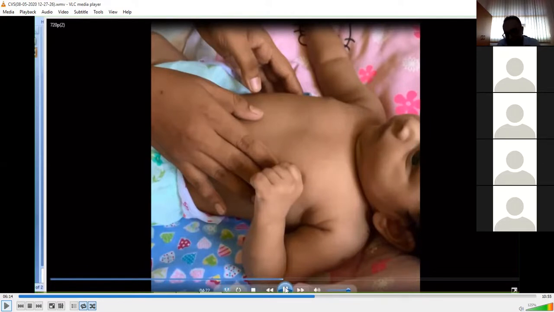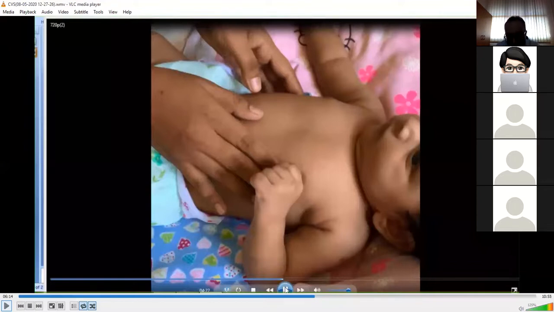This is an infant. Normal or shifted? Yes? Any idea? Normal. Yeah, it's a normal apex, right?